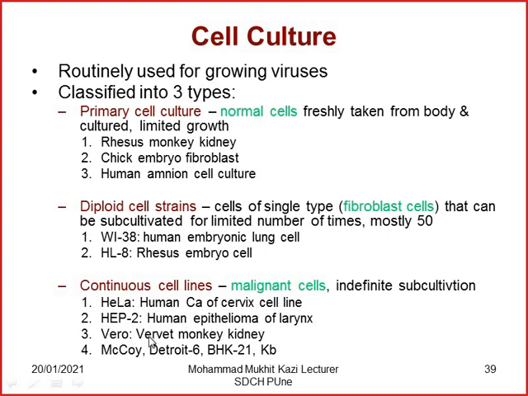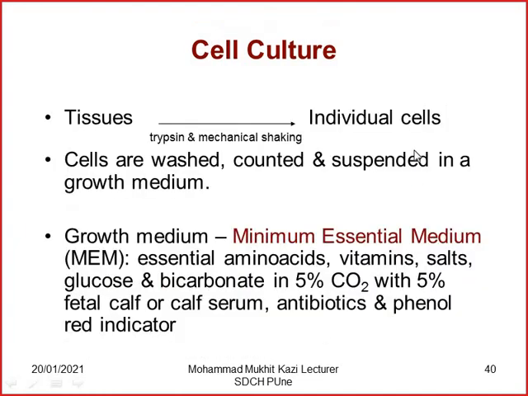HEp-2 cell lines, then Vero cell lines, McCoy cell lines. These are obtained from malignant patients, and the usefulness of these cell lines is that they have the ability to continuously multiply if you replenish the daily needs of these cells like amino acids, pH, electrolytes and all that. Cell culture, tissue, individual cells.